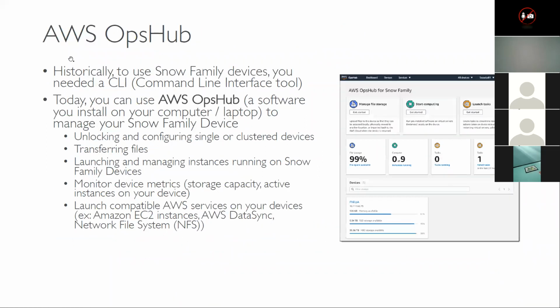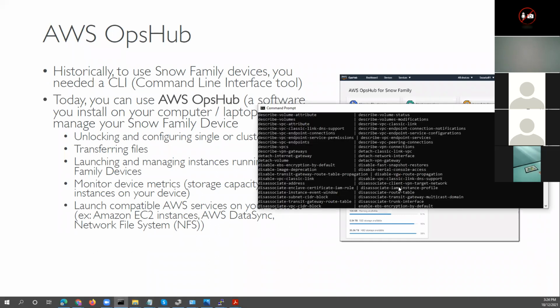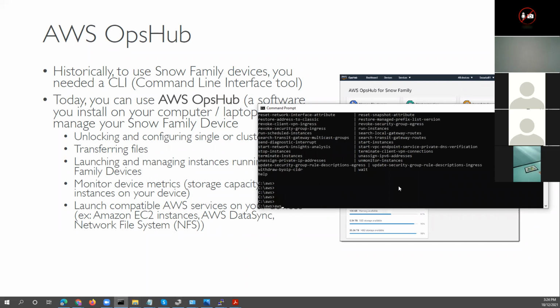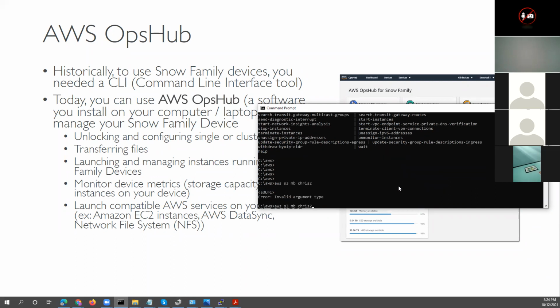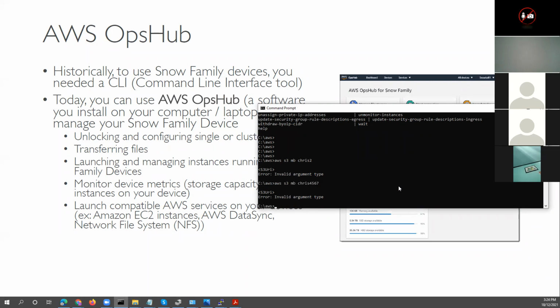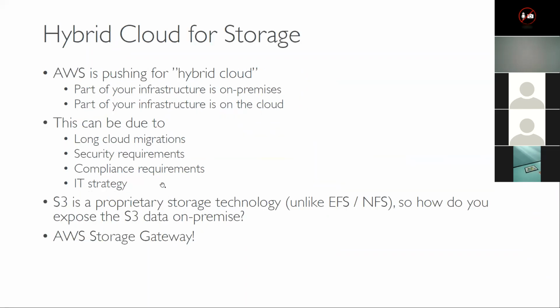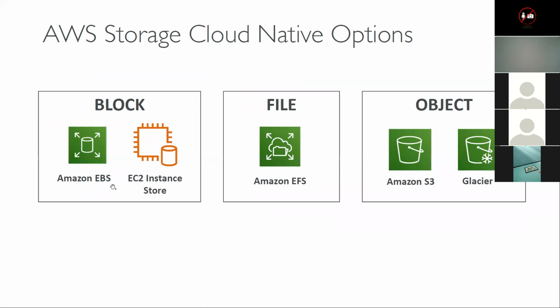Next is Ops Hub. Historically, to use a Snow family device, you need a command line interface. So the way you transfer data is via the command line. You type aws s3 make bucket. Anyway, we will do storage later.